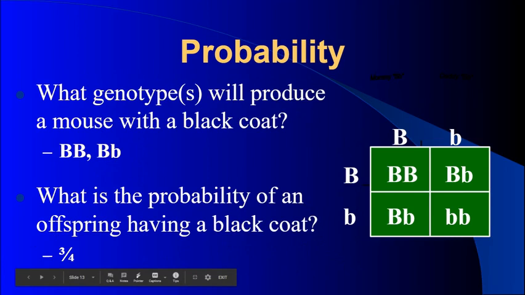So the genotypes that would produce a mouse with a black coat would be big B, big B and big B little b. Since black is dominant, any box that has a dominant allele is going to show the dominant trait. And the probability of an offspring having a black coat would be 3/4, because three of the boxes have the dominant allele. So that's why it would be 3/4.